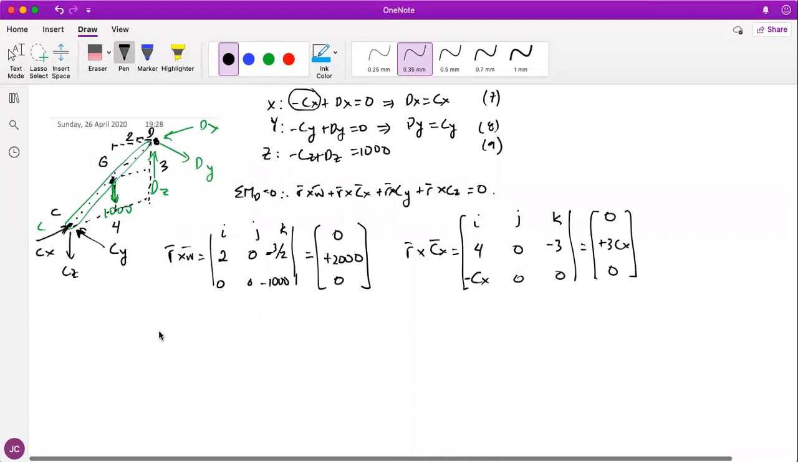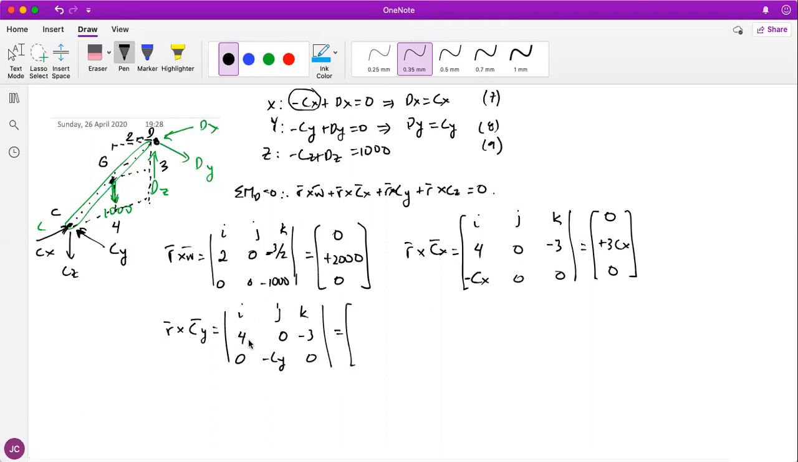What else? Well, let's go with the other one. Can I put it over here? I think I had some room over there. Let's put r cross cy. So you will put i, j, k, 4, 0, minus 3, and then I will put Cy, no, minus Cy, because it's going the other way around, 0. And then I will put over here the vector, which is something. This something needs to be a minus 3cy. Let me just check it. Yeah, it seems that I'm wrong.